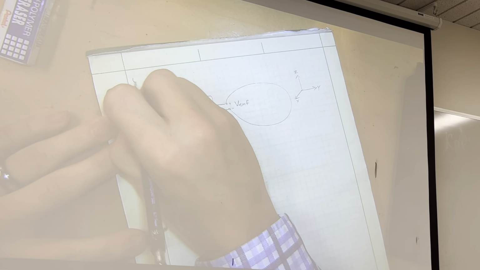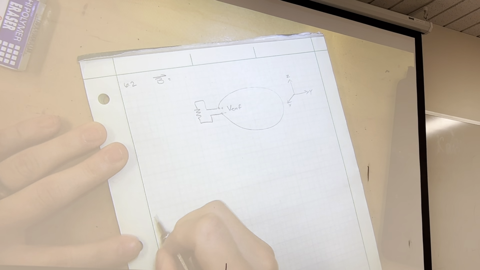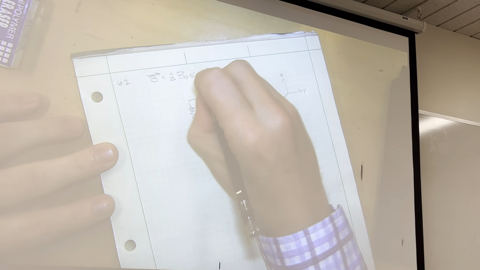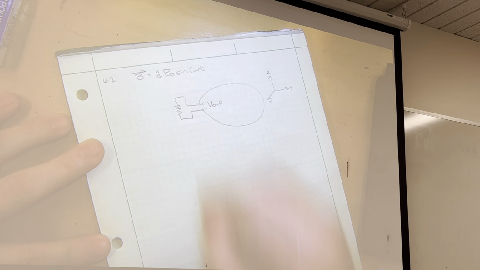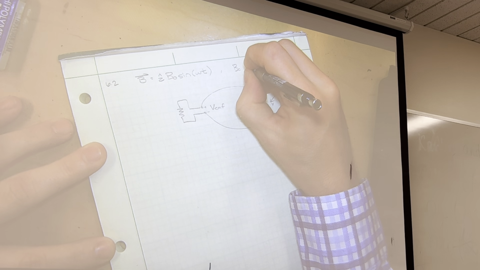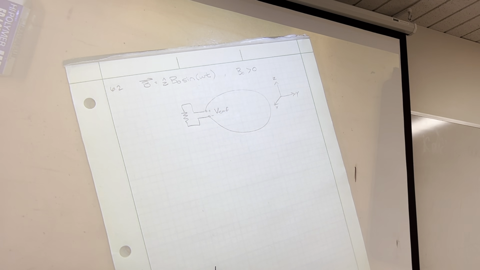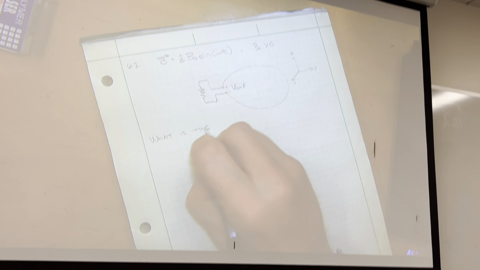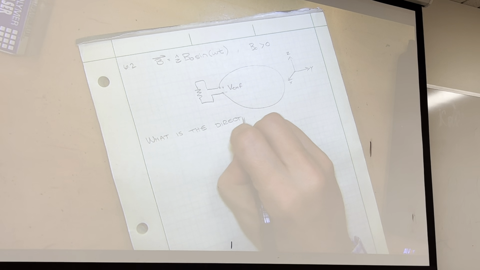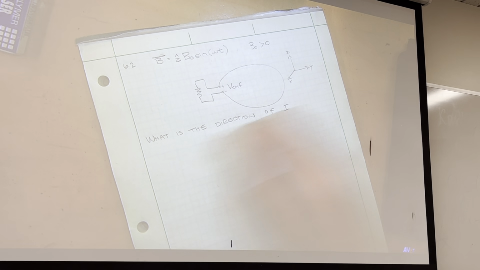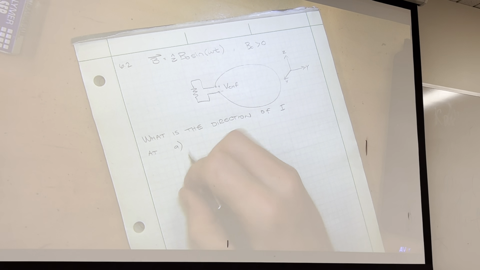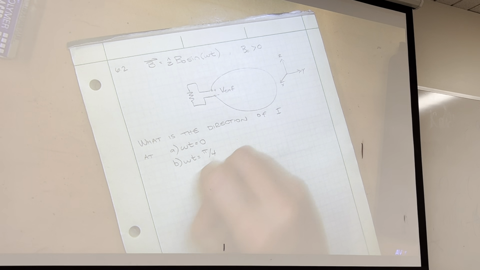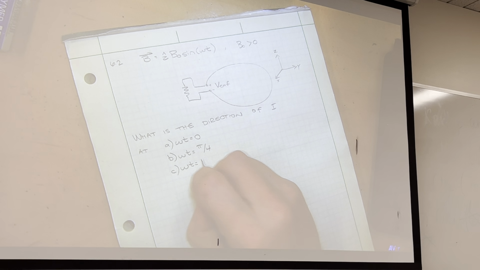And we said that, this is 6.2, we said that B is in the Z hat direction with some magnitude. We don't even care. Times sine omega t, they don't give us omega either, which is fine. And that B naught is positive. Right. So what is the direction of the current at A, omega t equals 0, B, omega t equals pi over 4, and C, omega t is pi over 2.